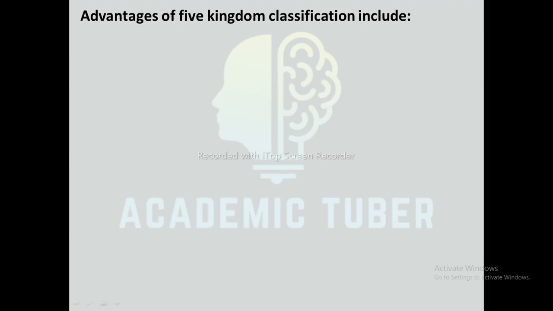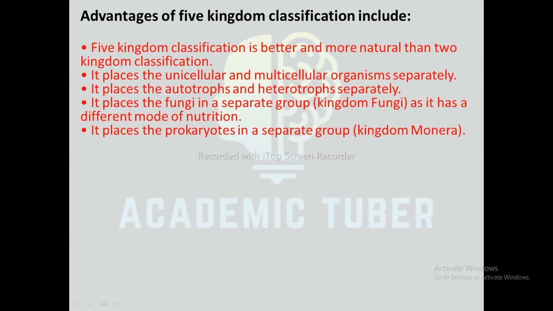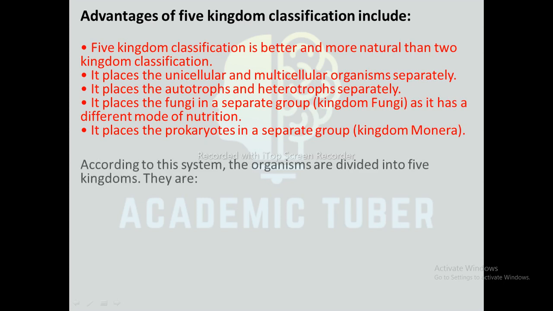Advantages of five kingdom classification include: it is better and more natural than two kingdom classification. It places the unicellular and multicellular organisms separately. It places the autotrophs and heterotrophs separately. It places the fungi in a separate group, kingdom Fungi, as it has a different mode of nutrition. It places the prokaryotes in a separate group, that is, kingdom Monera.